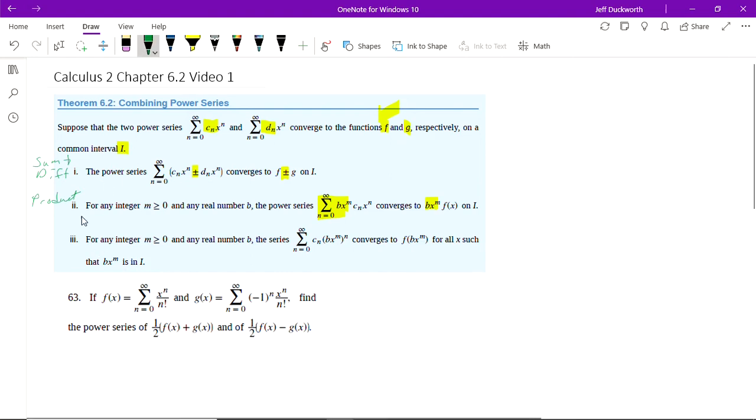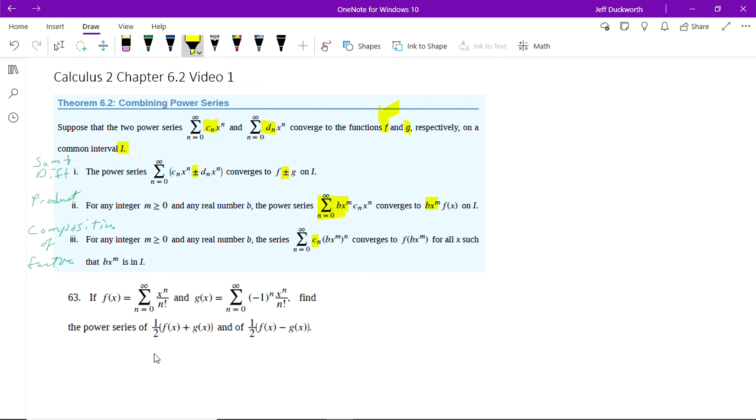This last one is a composition of functions, where we have an f of g sort of situation. Remember, c_n was our f, and we're evaluating this new b x^m as part of it. So if we have something where we have to do composition of functions, this is how that's going to work.